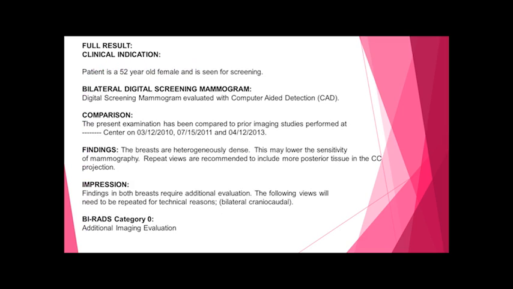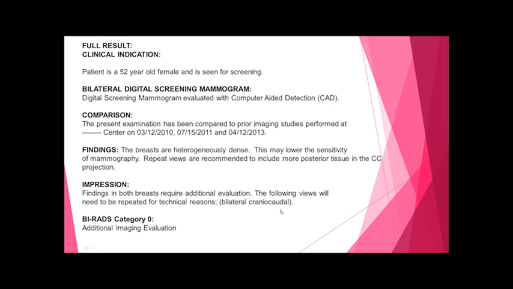All right, let's go over some examples here of the radiologist reading. It's a 52-year-old female seen for screening mammogram. Of course, it was compared. Findings: the breasts are heterogeneously dense. This may lower the sensitivity of mammography. Repeat views are recommended to include more posterior tissue in the CC projection. Impression: findings of both breasts require additional imaging. The following views need to be repeated for technical reasons.